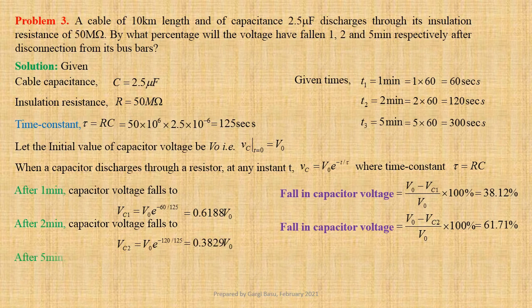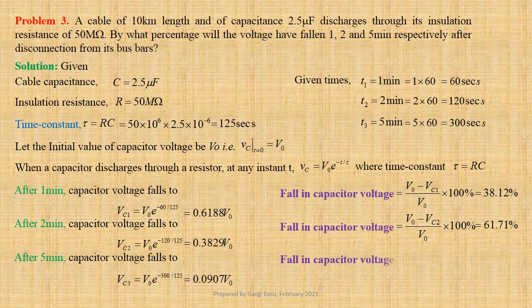61.71%. After 5 minutes, capacitor voltage falls to Vc3 equals V0 e to the power minus 300 by 125, that is equal to 0.0907 V0. Fall in capacitor voltage, V0 minus Vc3 divided by V0 into 100%, is equal to 90.93%.